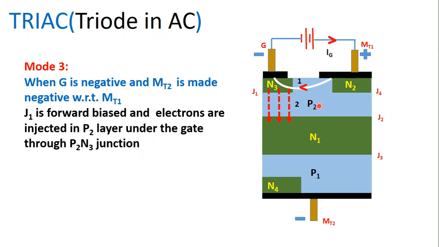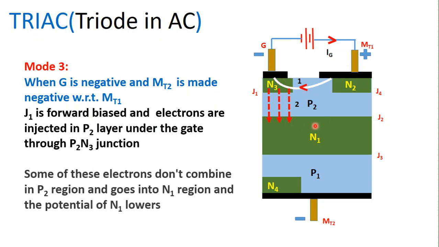As soon as the electrons are injected into this P2 layer, this P2 layer loses its identity and this J2 junction will disappear, and so because of this, our P1 N1 P2 N3 structure will conduct initially. Now what happens, some of the electrons which are entered into the P2 layer are recombined, but all the electrons are not recombined in the P2 layer and they escape to the N1 layer.